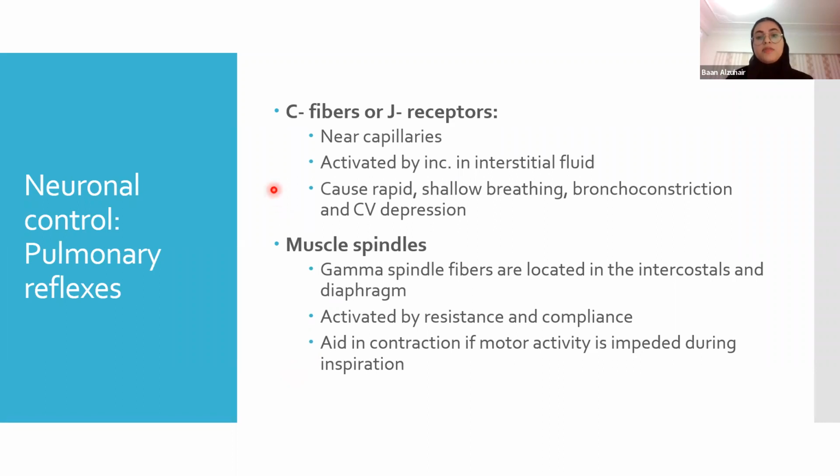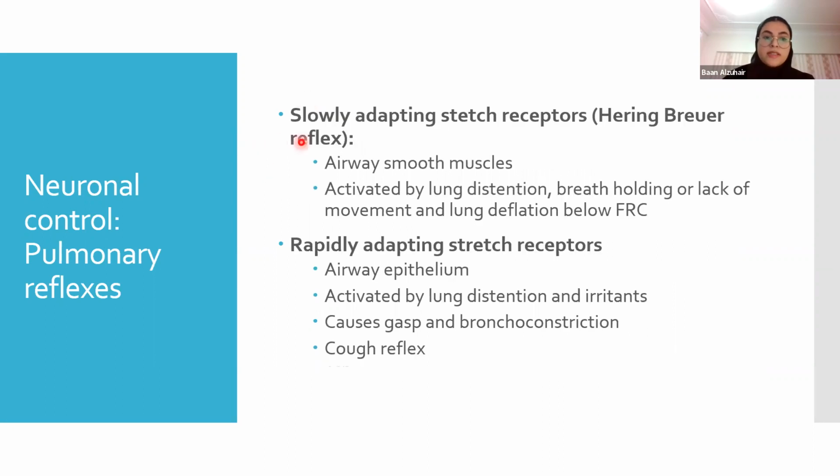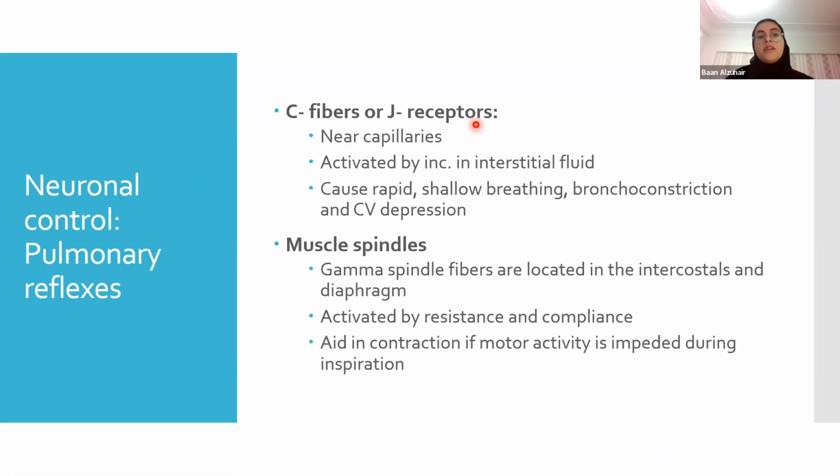So the C fibers, the J receptors, are innervated by non-myelinated vagal fibers. This is really important for you to remember because Dr. Shams asked us a couple of questions about this. So if you can remember what I said here, the slowly adapting and the rapidly adapting are both innervated by large myelinated vagal fibers, okay? The C fibers or the J receptors are innervated by non-myelinated vagal fibers, okay?